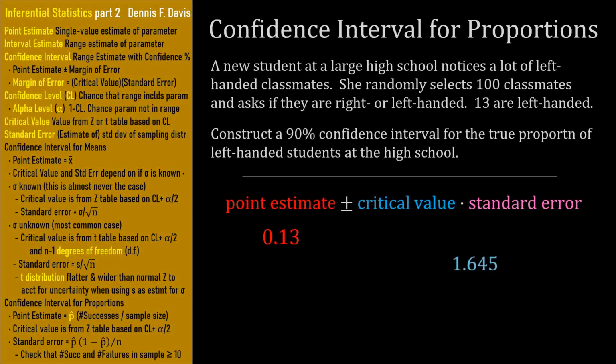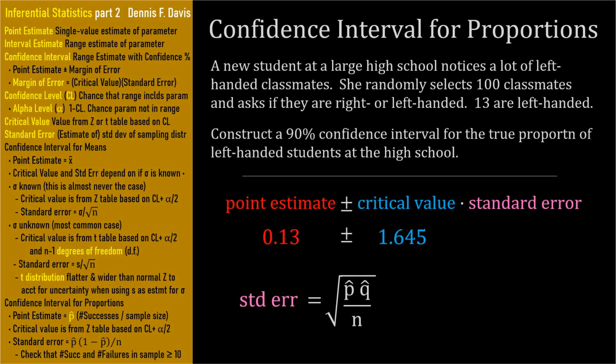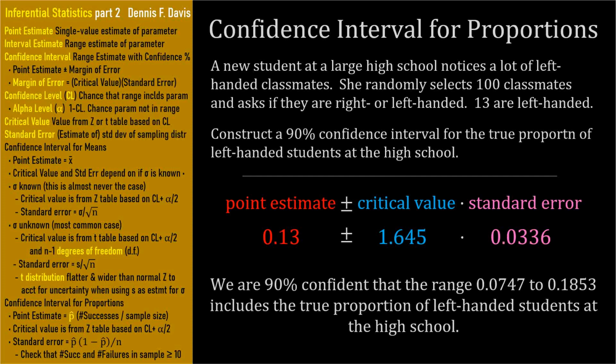And the standard error is the square root of p hat times q hat over n. P hat is 0.13, so q hat must be 0.87. The sample size n equals 100. The square root of 0.13 times 0.87 divided by 100 is 0.0336. And we have everything we need to construct the confidence interval. We're 90% confident that the interval 0.0747 to 0.1853 includes the true proportion of left-handed students at the high school. Easy. We'll do another problem after two important notes.